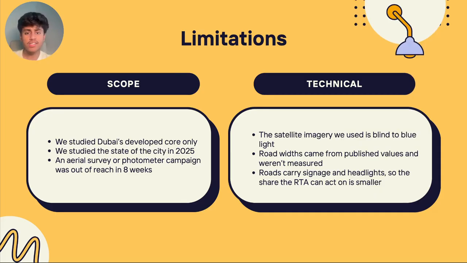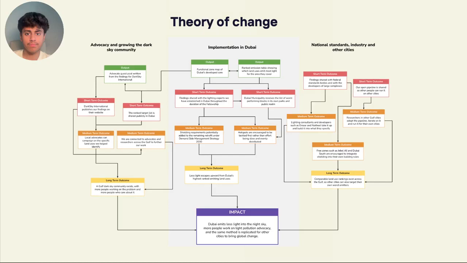Our study also carries several scope and technical limitations. We covered only Dubai's developed core, and road widths were assumed from the literature rather than measured. We also used free satellite imagery, which is too coarse to resolve a road corridor directly. The satellite imagery we used is also largely blind to the blue-rich light that modern white LEDs put out, so our figures are likely overestimates.